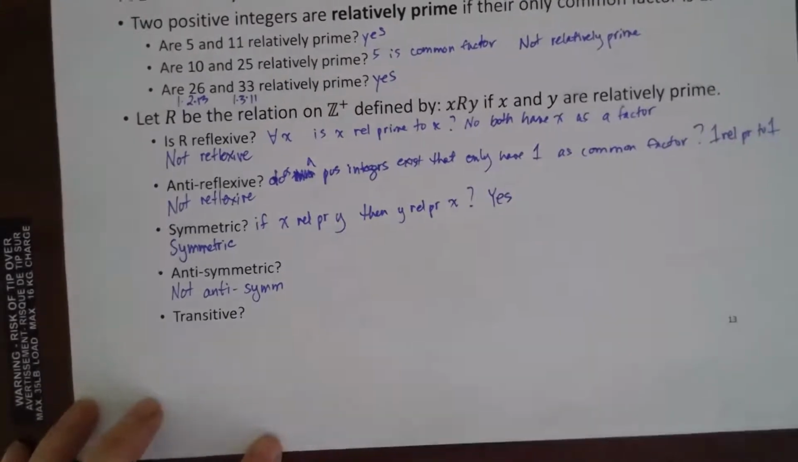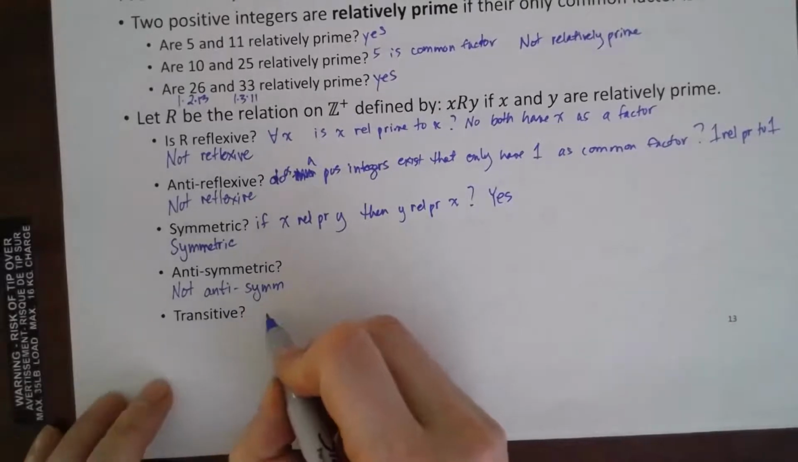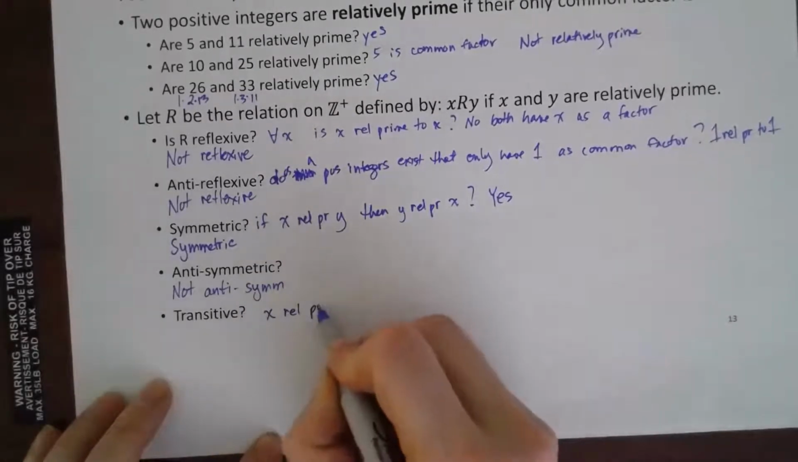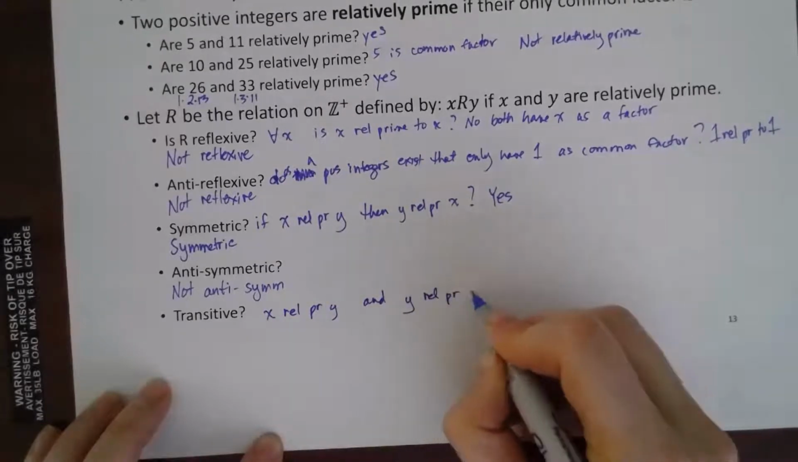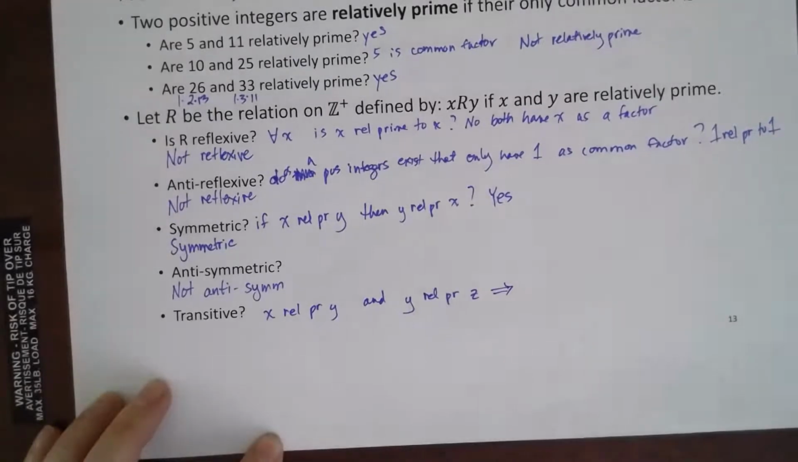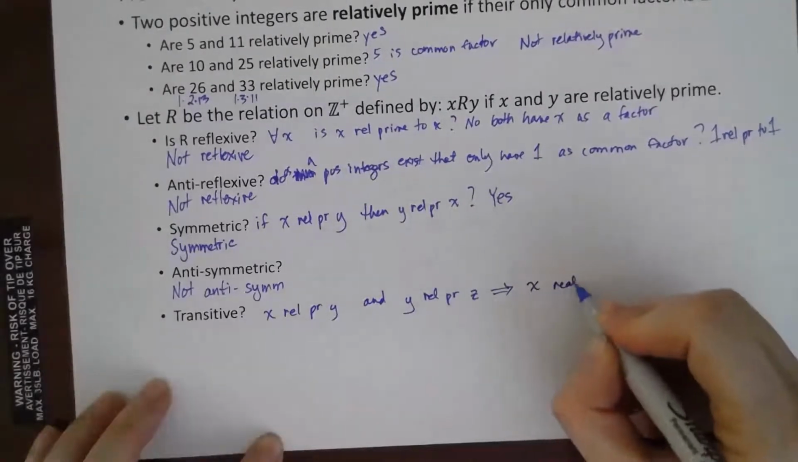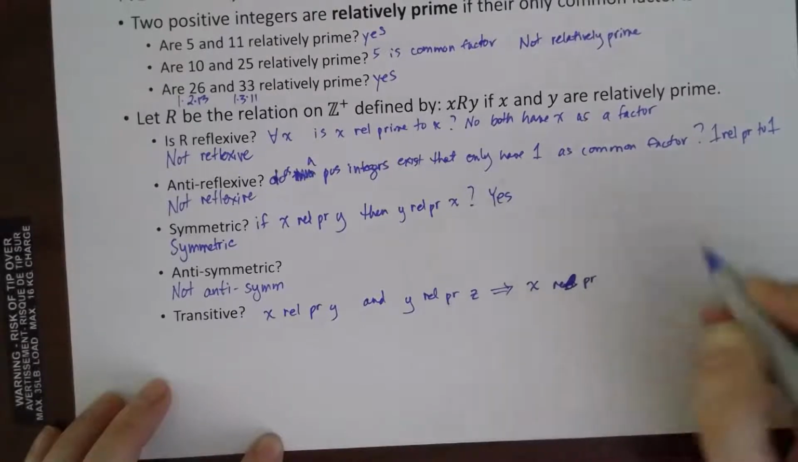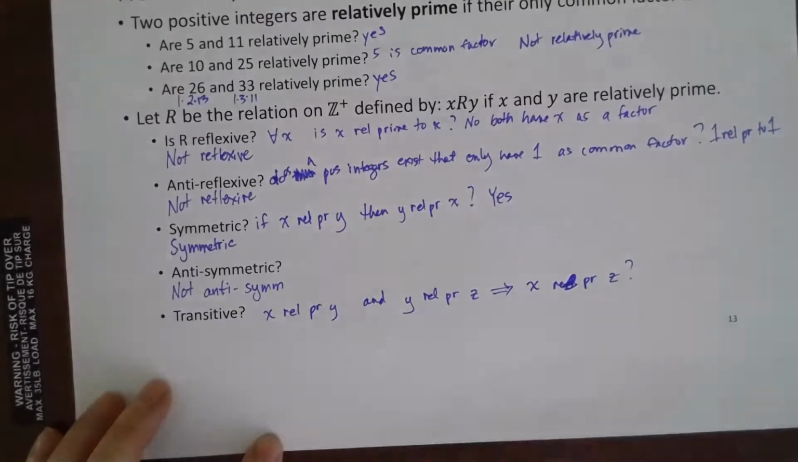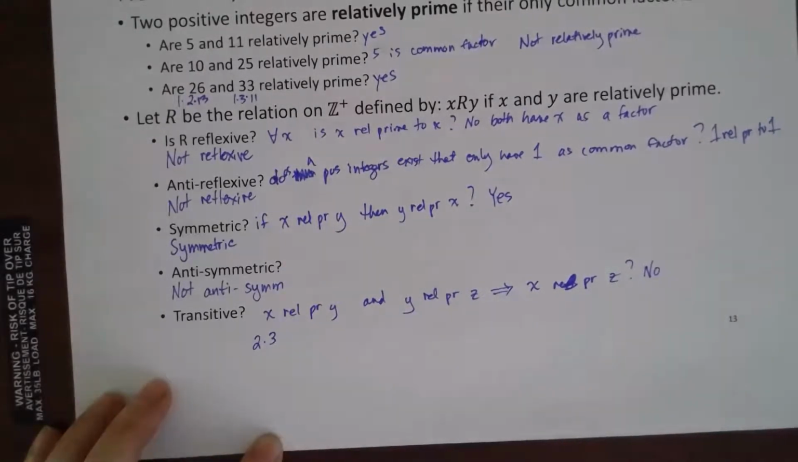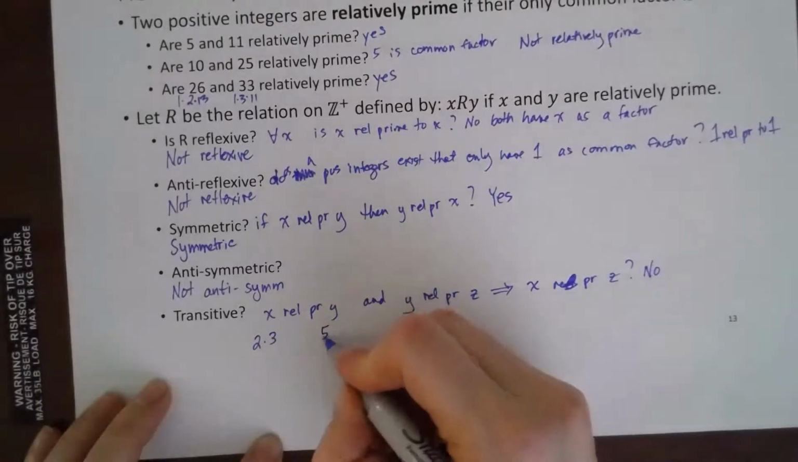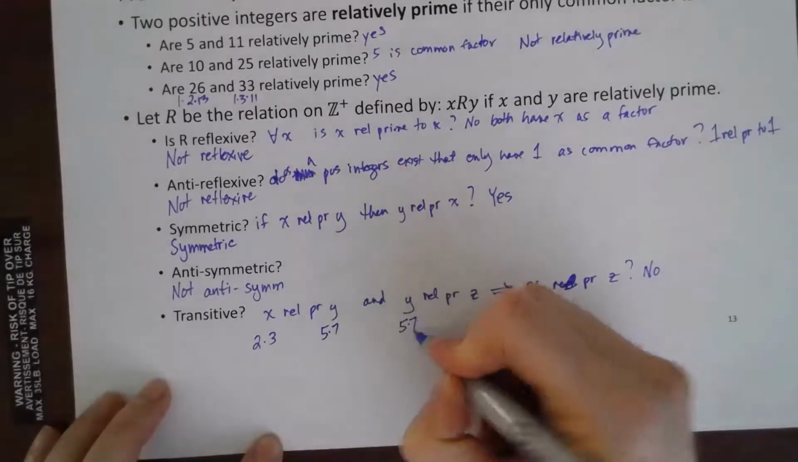And then how about transitive? Okay, so let's say we have x is relatively prime to y, and y is relatively prime to z. Is that automatically going to give me that x is relatively prime to z? No. So let's find a counterexample. Let's say this is 2 times 3, and then y just has to have factors that are different than this. I don't know, let's do 5 times 7.